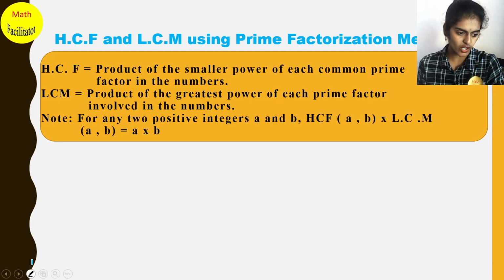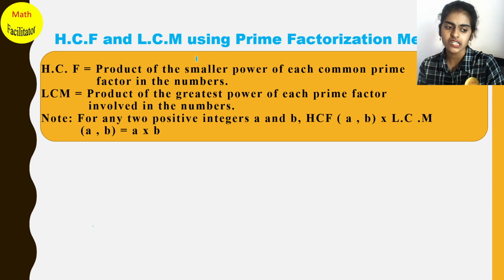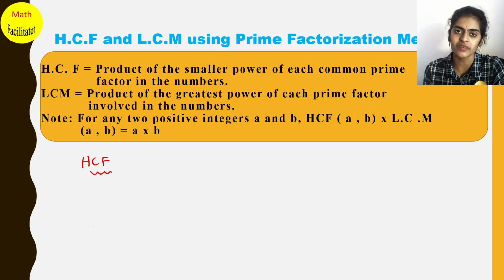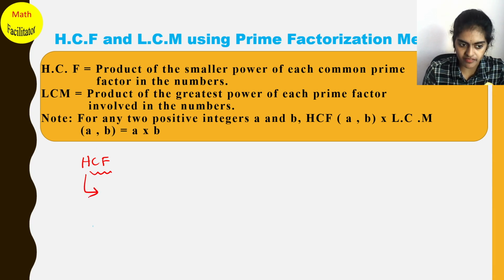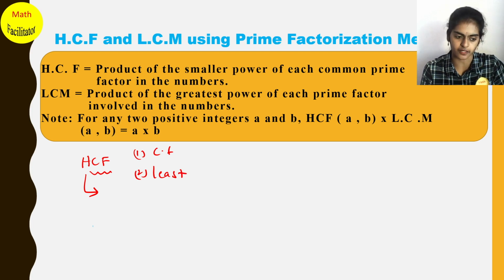Right. So the next important thing is HCF and LCM using prime factorization method. Whenever you want to find HCF and LCM, this is the simple point you can remember. Whenever I want to find HCF, I take only the common factors. Second point is among the common factors, I choose the least power of the common factor. H means highest, and here I choose the least power.